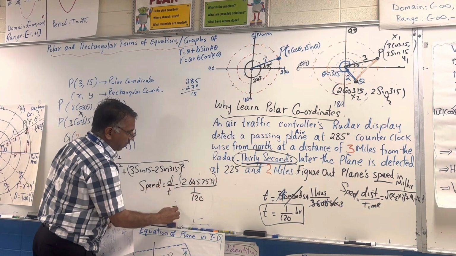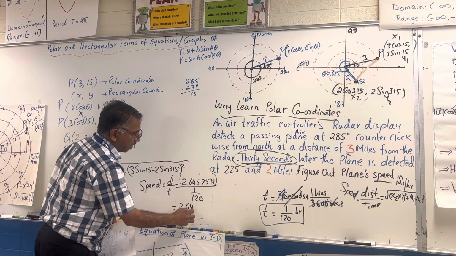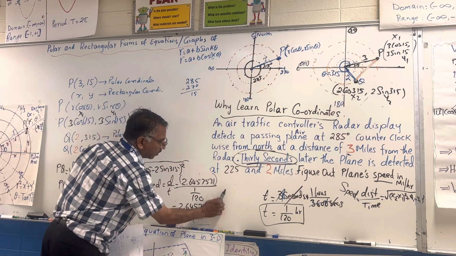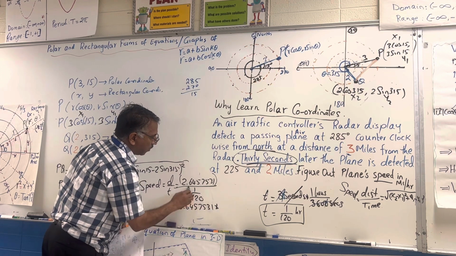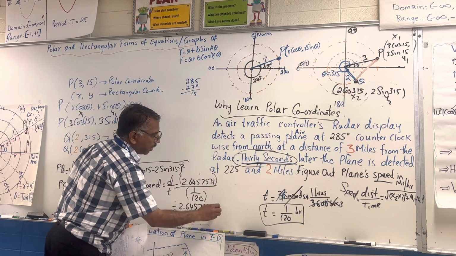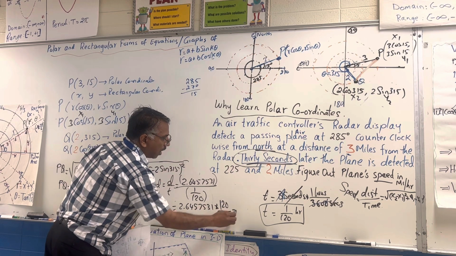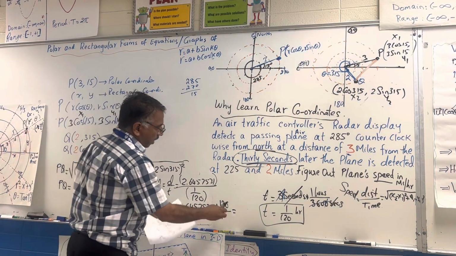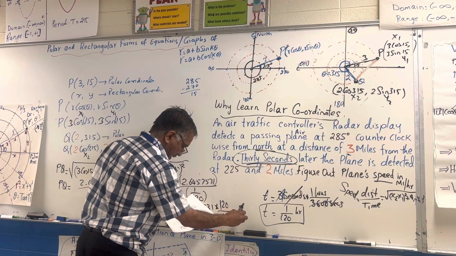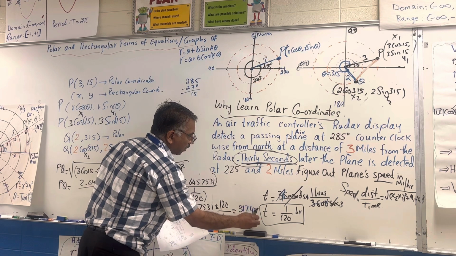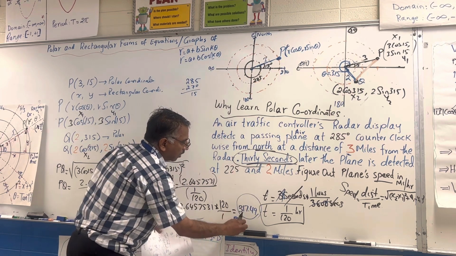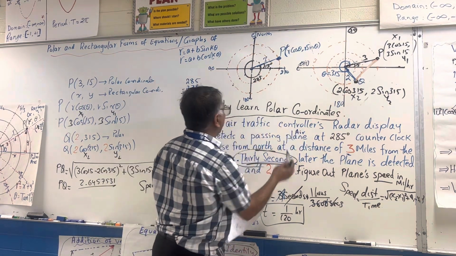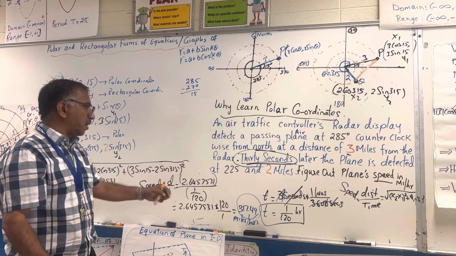So keep, change, flip: the numerator stays the same, and you just multiply by 120 over 1, and you get the answer. Again, you can check in the calculator, you get 317.49 miles per hour. So the air traffic controller notices that the speed of the plane is 317 miles per hour.